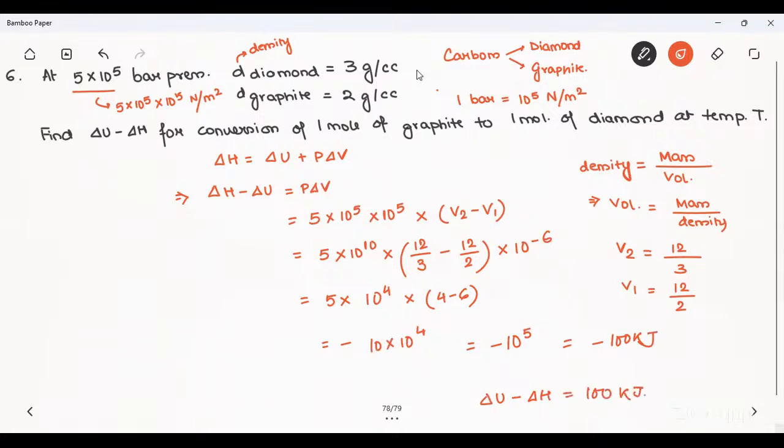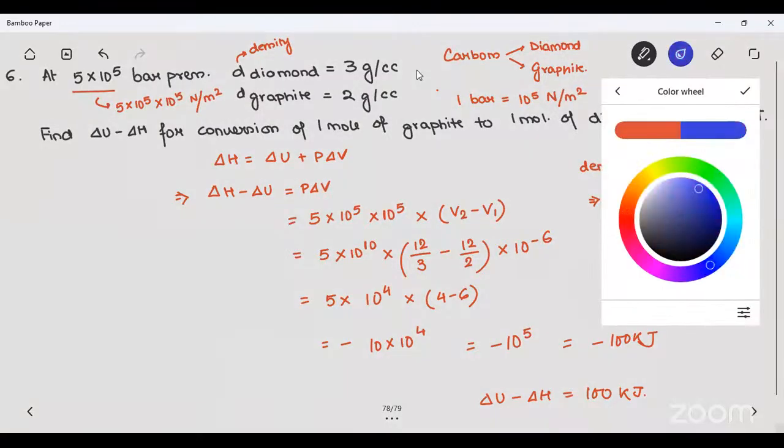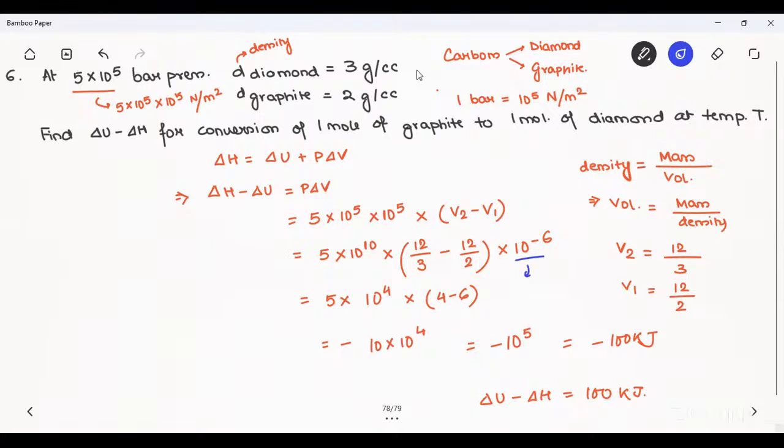Okay. This is the type of sum. This is the JEE Advanced sum. Is this part clear? Whole thing? Yes, ma'am. Okay. Why did I do this? See, we are getting this in gram per cc, right? Gram per cc is equivalent to 10 to the power minus 6 meter cube, because we have considered this in meter, so obviously we need to convert it. Okay, so is this part clear to everyone?